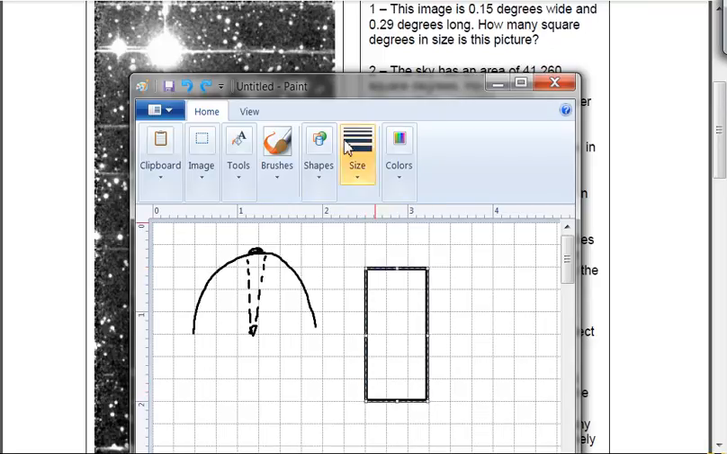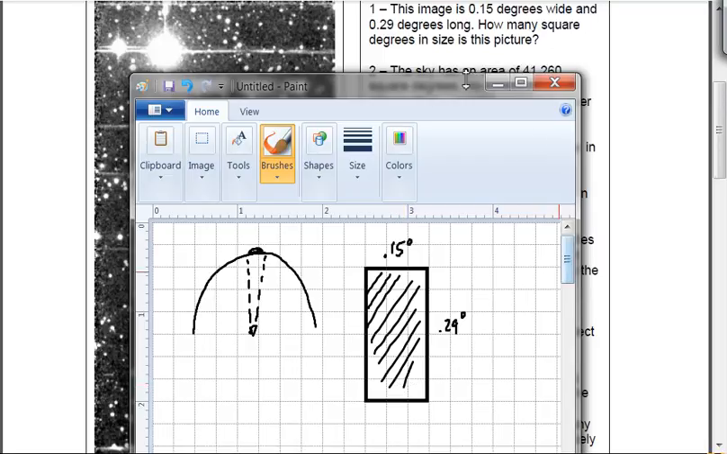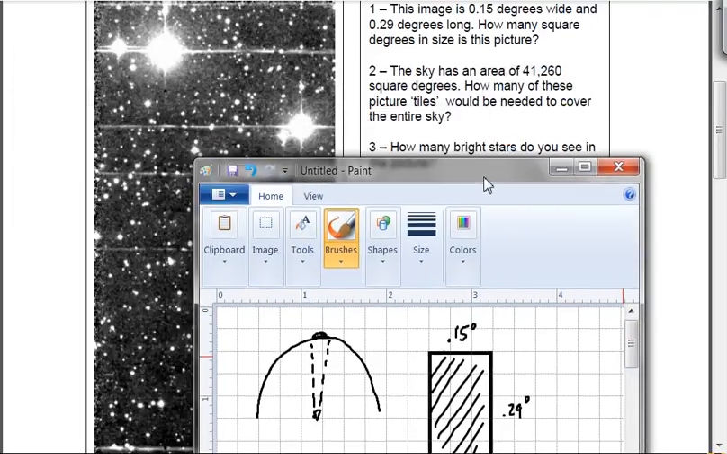There we go. Okay. So all it's saying is you've got 0.15 degrees on one side and 0.29 degrees on the other side. What is the square degrees? I know that unit doesn't usually make sense, but basically, what's the area of this thing right here? And you can use regular math to figure that out.